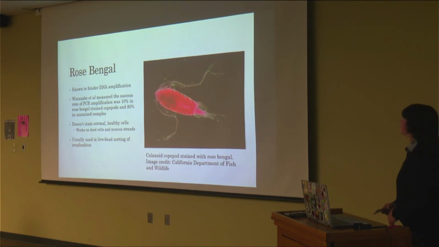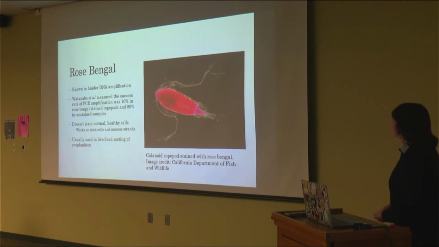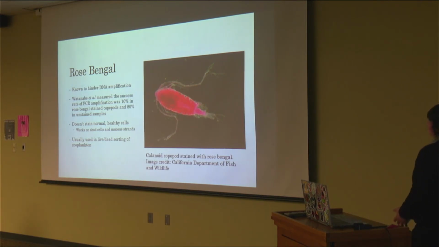This stain doesn't stain normal healthy cells. It only works on dead cells and mucus strands. And it's usually used in the lab for sorting of zooplankton. That's why we still had it on hand. This is a calanoid copepod that's been stained with rose bengal. So it is a nice bright pink, sometimes a dark red color like that. Helps see the morphology, and then when it comes to sorting them by species, we're able to separate them easier. Otherwise, they are transparent. It makes it really hard to see.